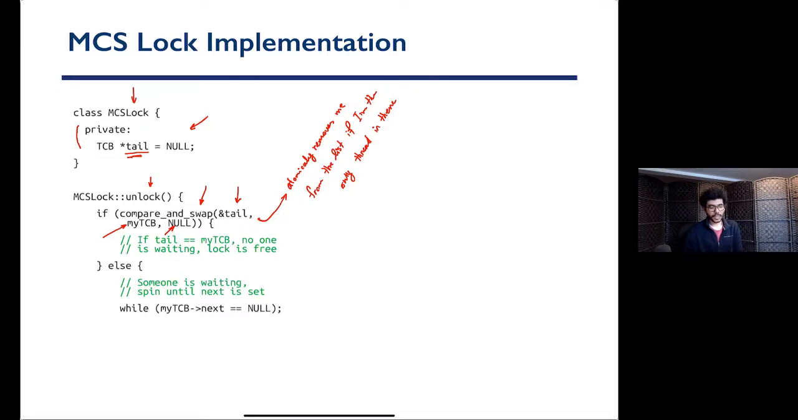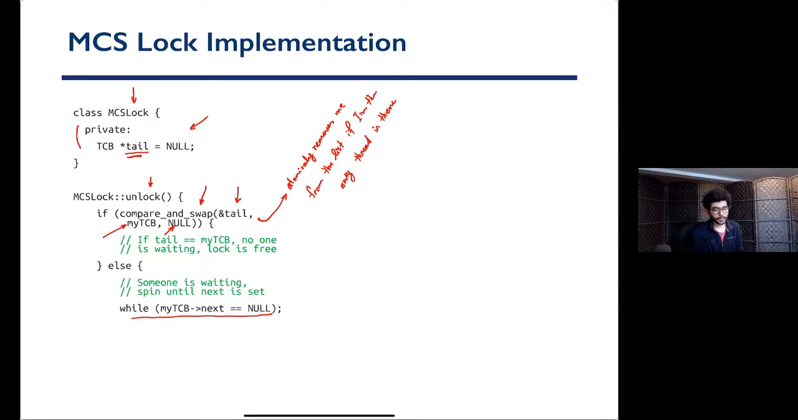Otherwise, if I'm not the last one, if somebody else is also in this list, so somebody else is waiting, then I want to give them the lock. So I want them to now go. I will remove myself and let them go. So we're going to do this while loop to find the next person in the list.